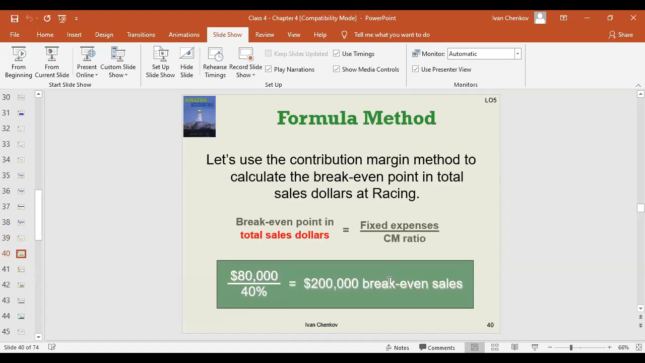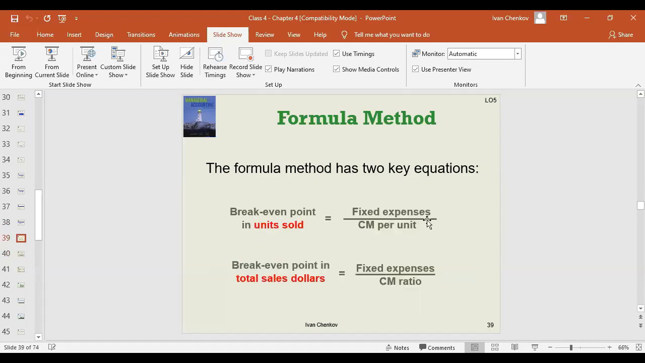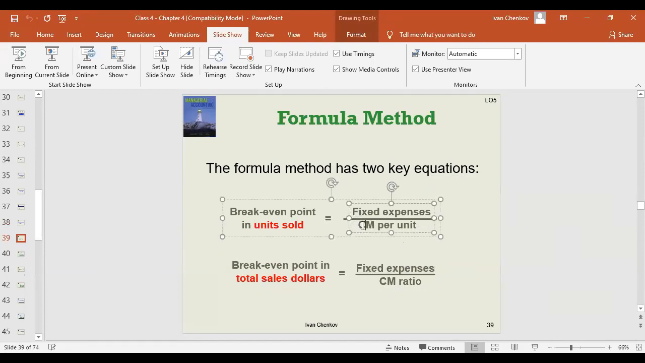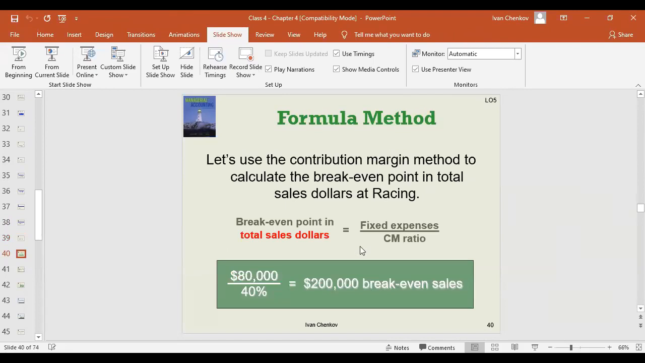Both are divided. So what you have to remember is fixed expense is always on the numerator side. Then for the units, you need contribution margin per unit. For the sales, you need the ratio. So here, if we use it, what are we going to get? Fixed expense, which is 80,000, divided by the contribution margin ratio. How much should our total sales be? $200,000.